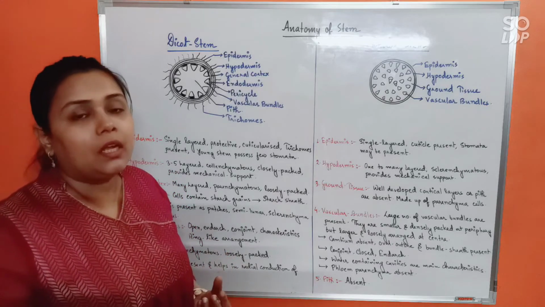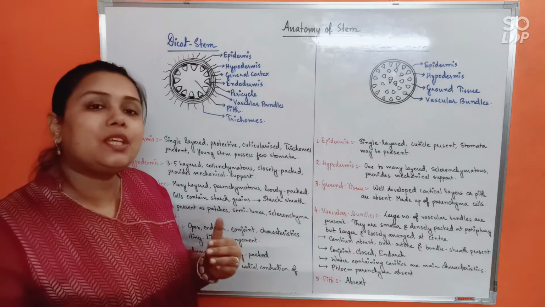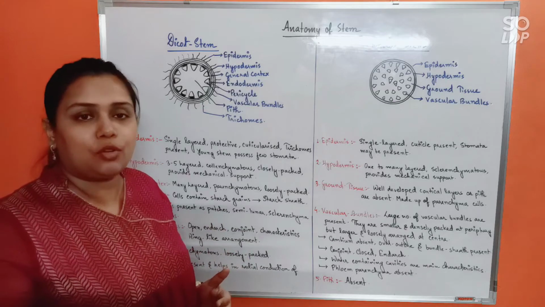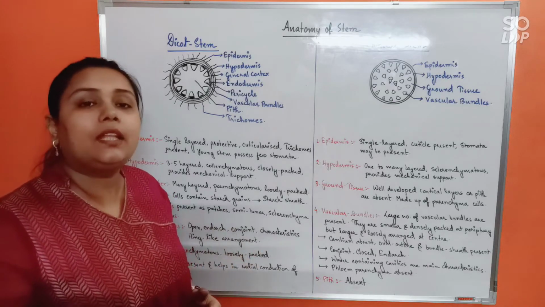Now, internal to the epidermis remains the cortex, and the cortex is very well developed in the case of the dicot stem. It is further divided into three distinct layers: the hypodermis, then internal to that the general cortex, and then inside, the endodermis.